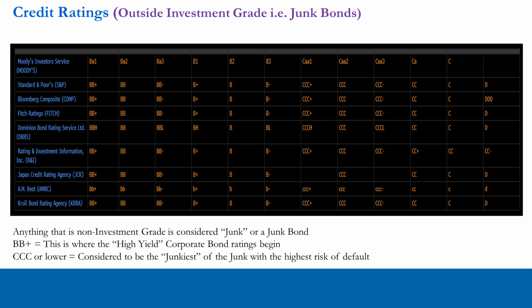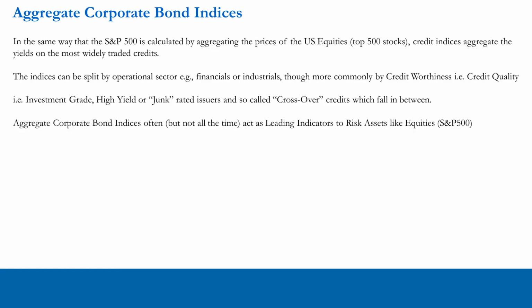But how do we actually use corporate bonds as a tool, as a leading indicator for monitoring and forecasting our expectations, or the market's expectations as well, for future GDP growth and direction of the stock market? Well, we look at aggregate corporate bond indices. Now, in the same way that the S&P 500 is calculated by aggregating prices of US equities, so the top 500 stocks, credit indices aggregate the yields on the most widely traded credits. These indices can be split by operational sector, so the sectors that the companies are operating in, for example, like financials or industrials, but more commonly, they are split up by their creditworthiness or the credit quality, which are one and the same thing, actually.